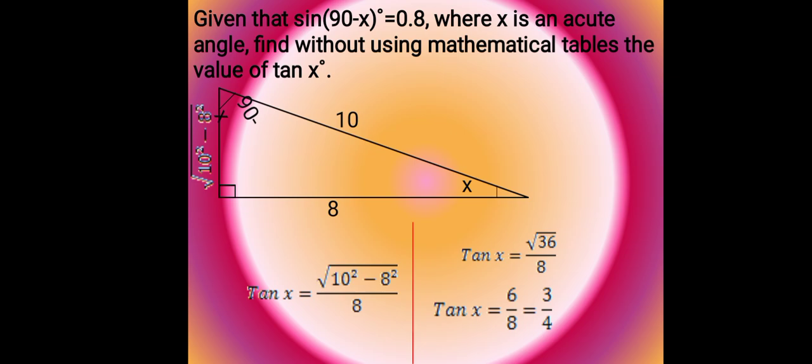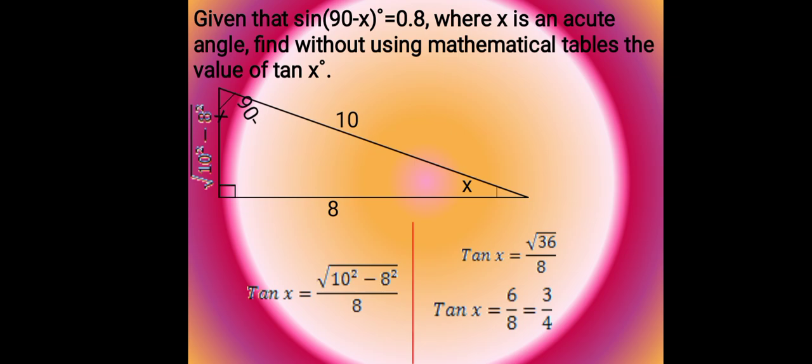Given that sine (90 minus x) is equal to 0.8, where x is an acute angle, find without using mathematical tables the value of tan x. Now you can appreciate this question very well if we use a diagram. Look at the diagram I have sketched below. It's a right angle triangle.